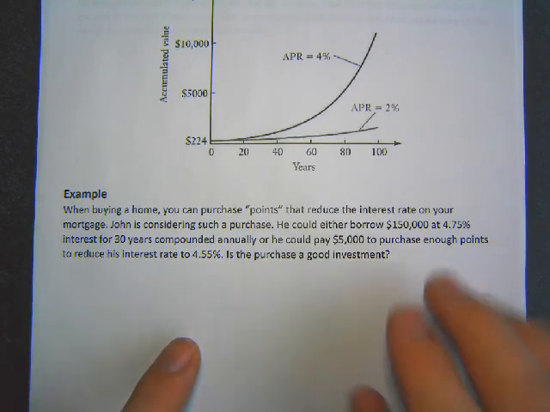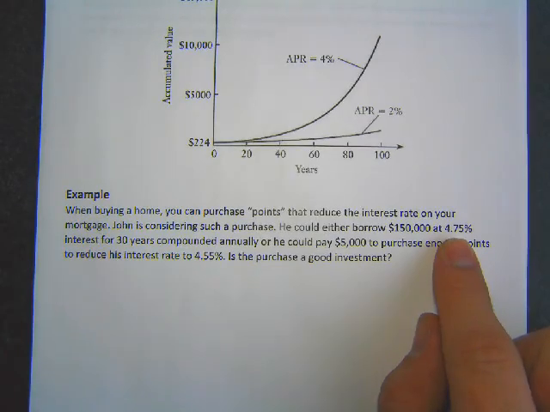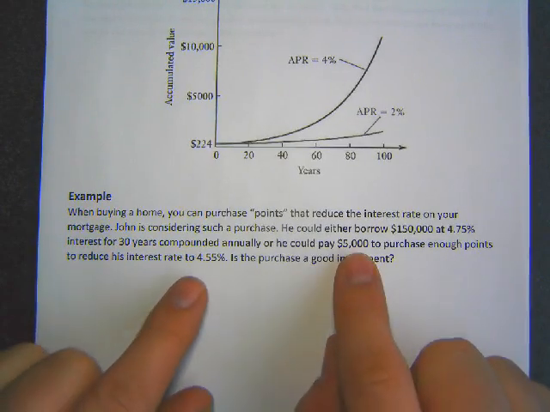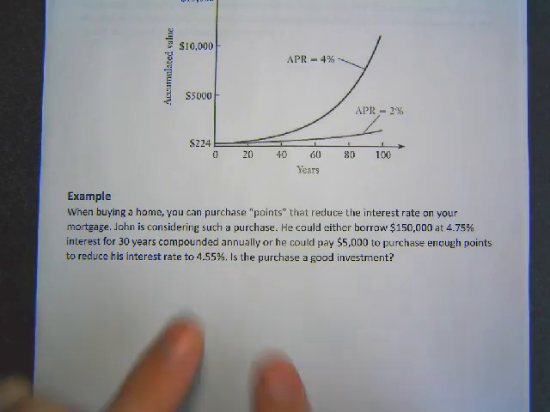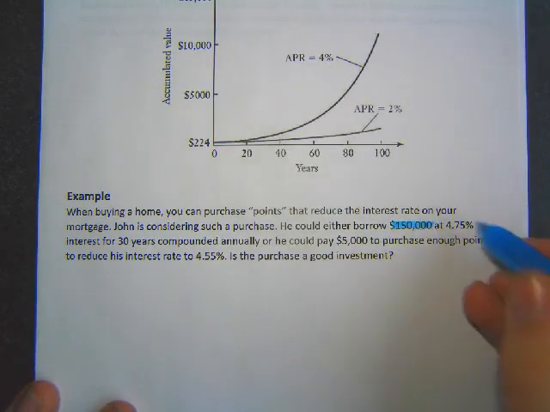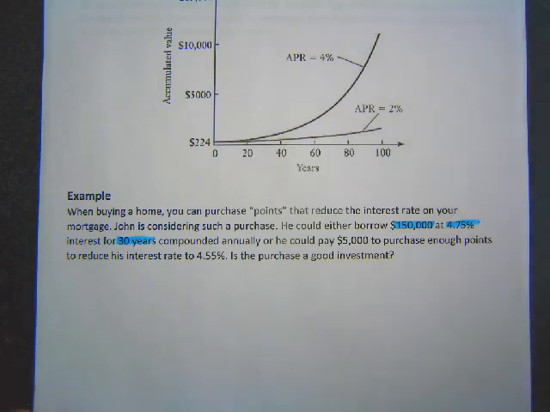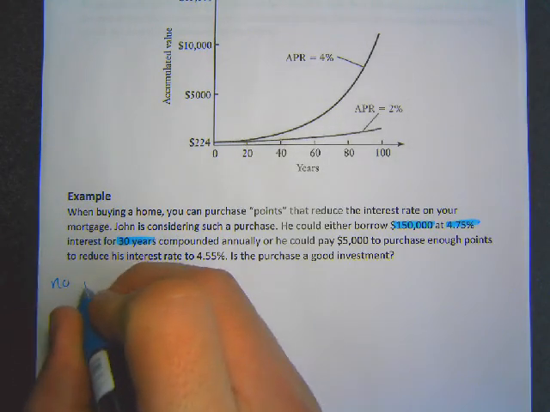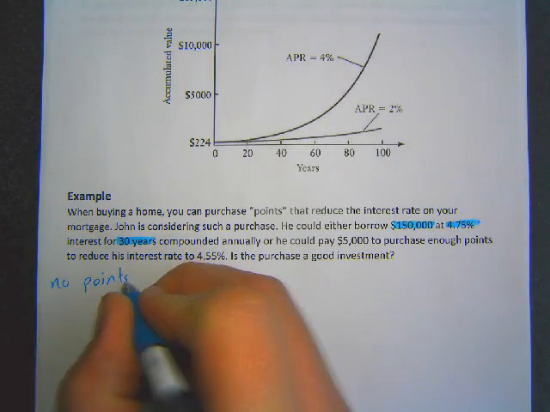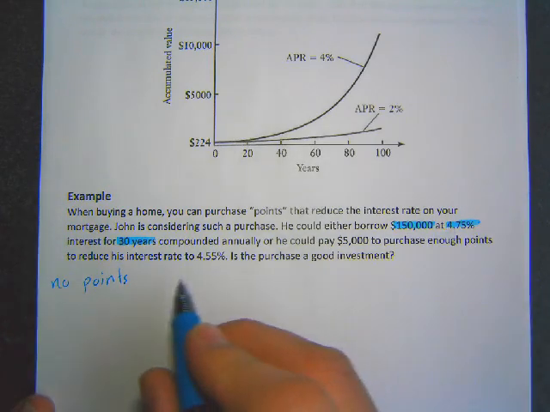So he's looking at two options. He can do a price with no points and have a 4.75% interest rate, or he can pay $5,000 for points and get a lower interest rate. So we'll do it both ways. First off, we'll just say, what if he just buys the house? He's got $150,000 he has to borrow, 4.75% interest rate, 30 years. So if he doesn't pay for any points, how much is he going to pay? Well, here, $150,000 is going to be our principal.